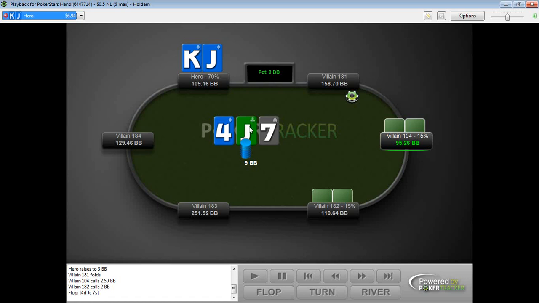And we have a 4 Jack 7 monotone board here. So if this goes check check, I definitely want to throw out a C-bet here. I can throw out a half pot C-bet. It doesn't have to be big because it's a monotone board. And that's what I do. We get a call, and they both call, which is fine.